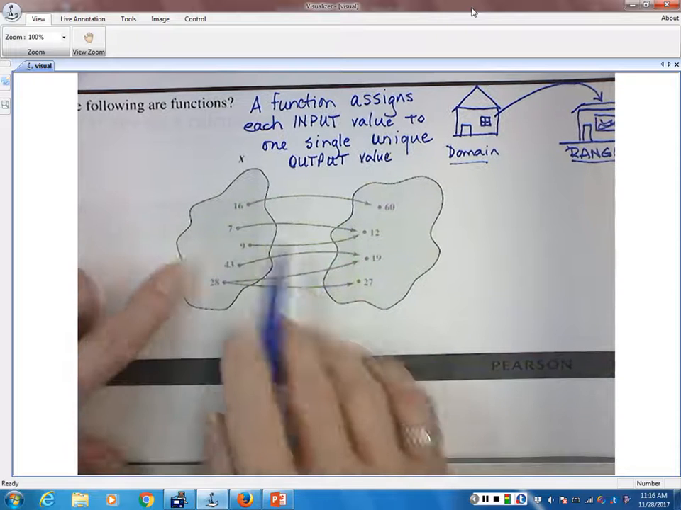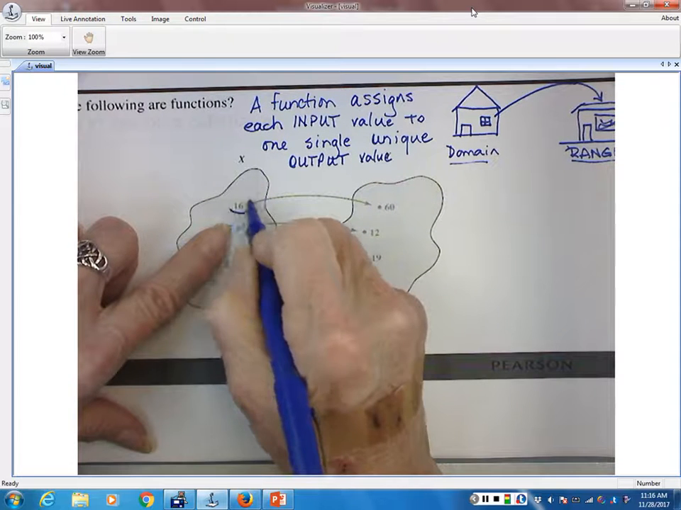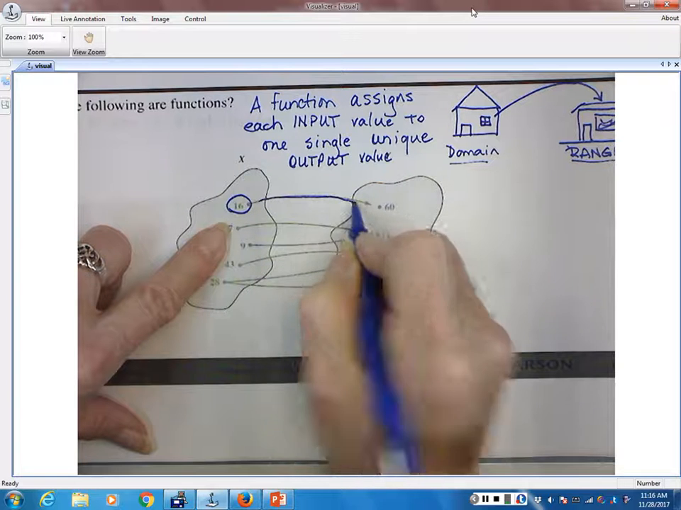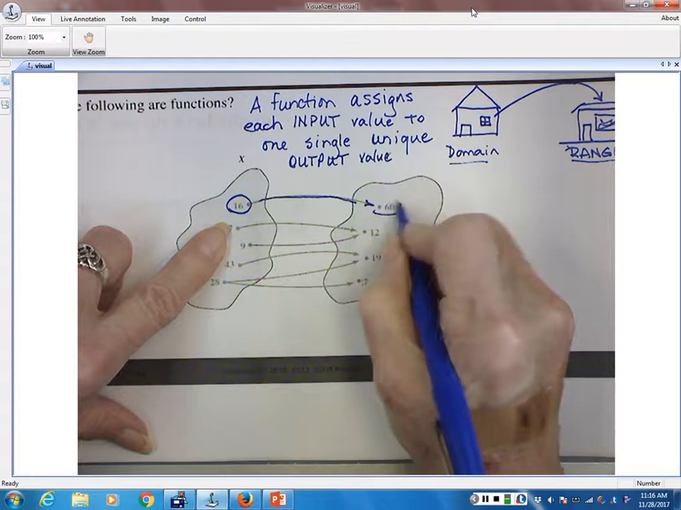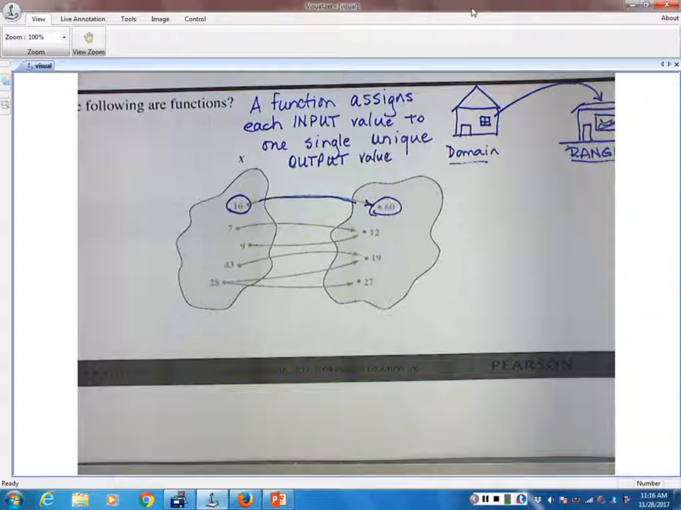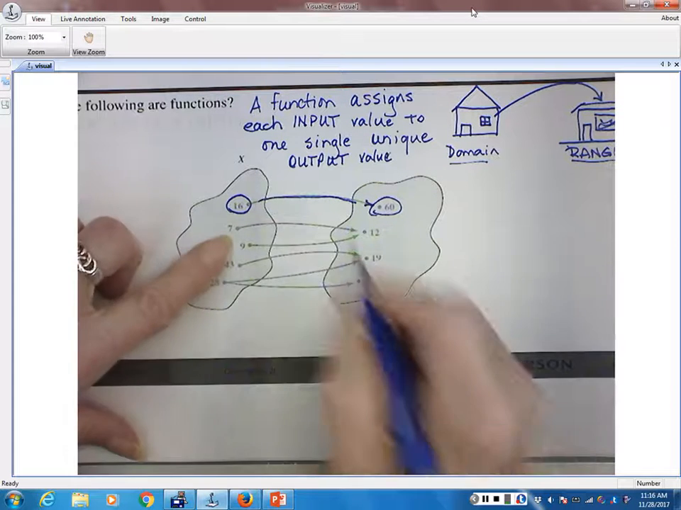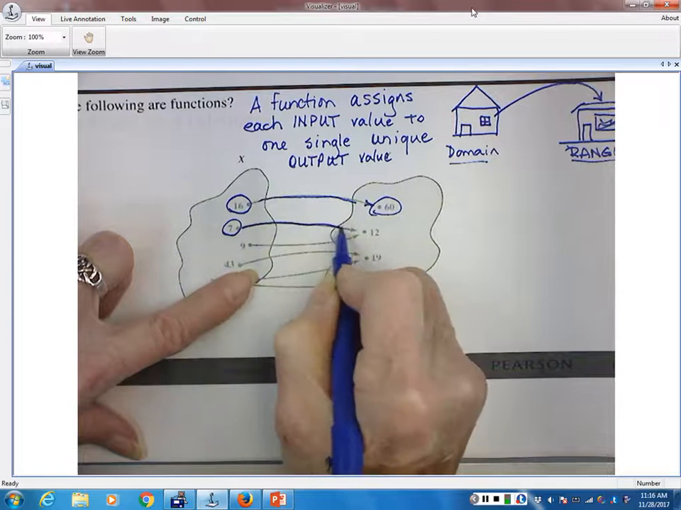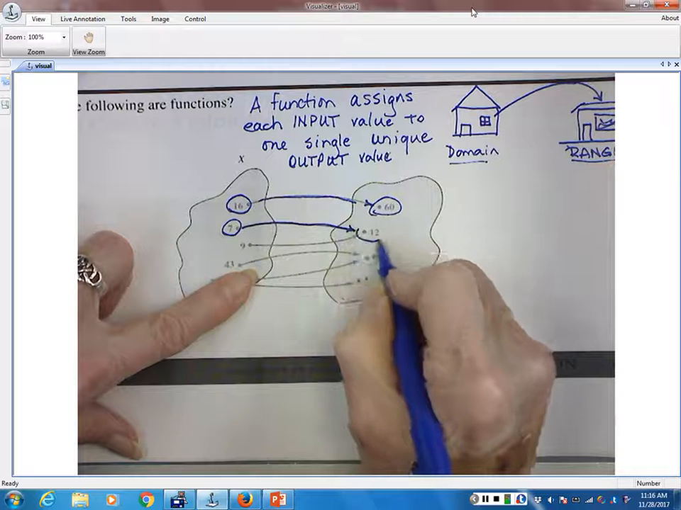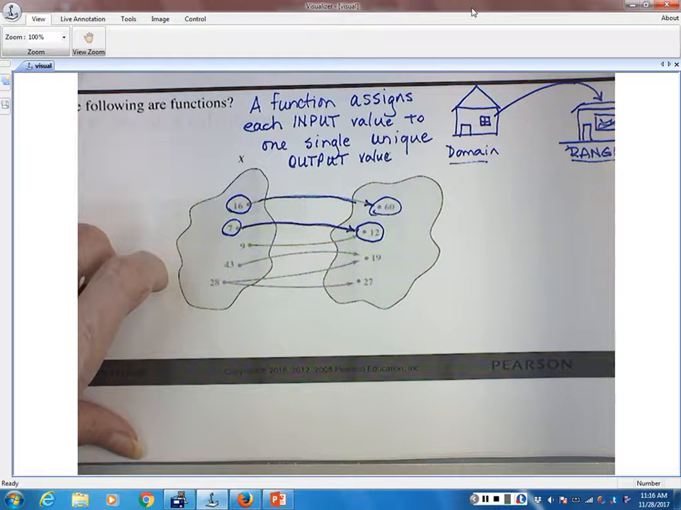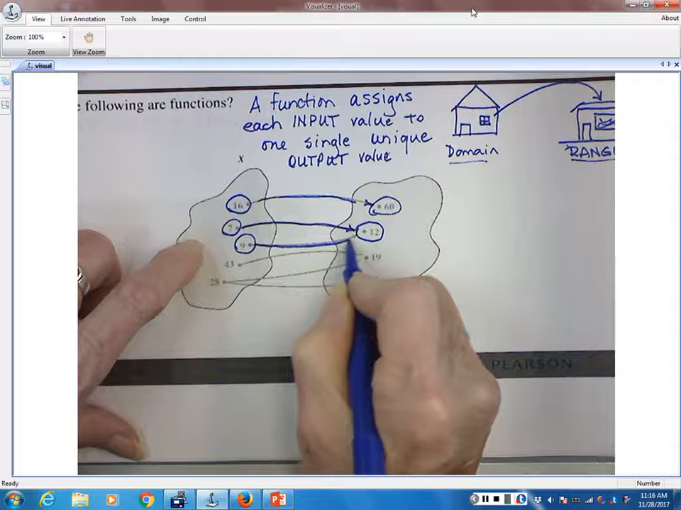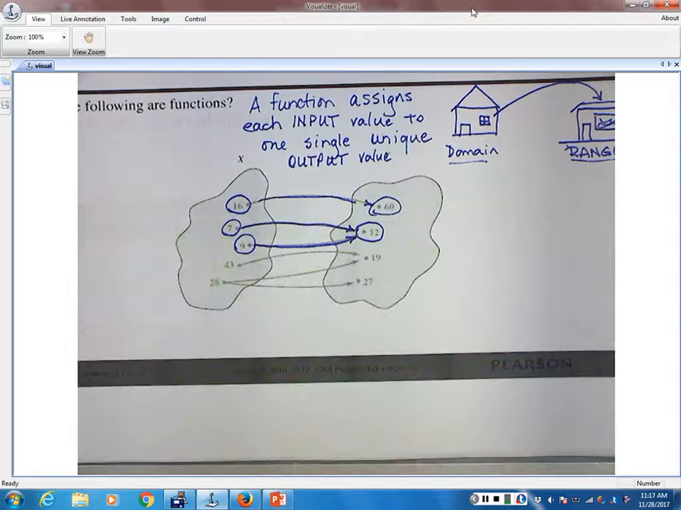Now, in this case, 16 left its home in the domain and it traveled to someplace in the range called 60. That was its journey. 7 left its home and traveled over to the range and went to a place called 12. And 9 did the same thing. It also traveled to 12.